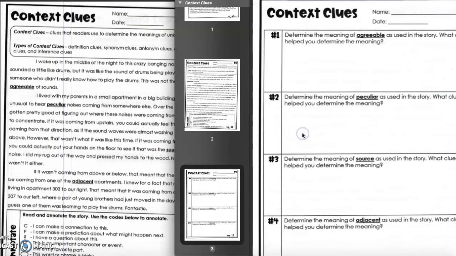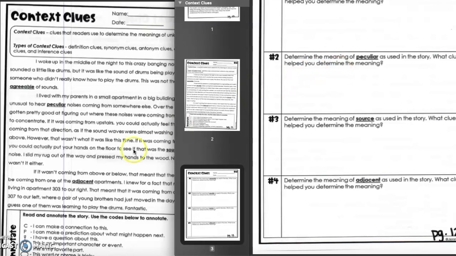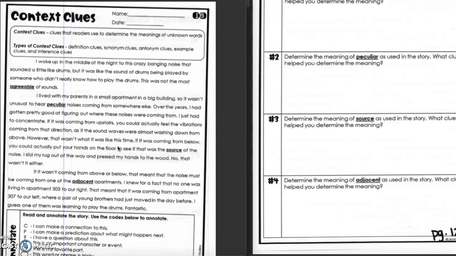Last one, number 4. Determine the meaning of adjacent as used in the story. What clues helped you to determine the meaning? So let's find adjacent in our passage and read some of the sentences or words around it. If it wasn't coming from above or below, that meant the noise must be coming from one of the adjacent apartments. Well, if we're talking about directions, we're talking about above and below. And it's not above and it's not below. It says that right here. It wasn't coming from above or below. That means it must be coming from beside or next to the apartments.